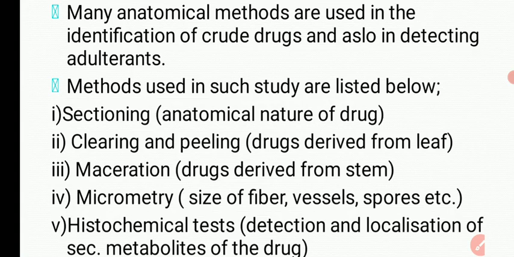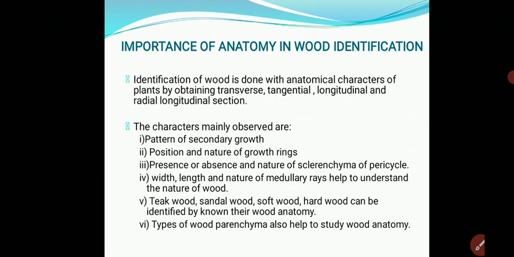Lastly, let us discuss the importance of anatomy in wood identification. See, application of anatomy in identification of wood is a common practice, and identification of wood with external characters is not possible in the majority of plants. So, by obtaining transverse, tangential longitudinal, and radial longitudinal sections, that means TLS and RLS, detailed anatomical characters of wood can be studied. And in these studies, the main characters observed are as follows.